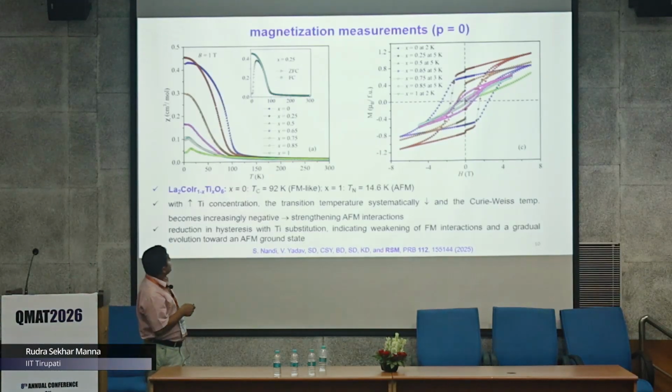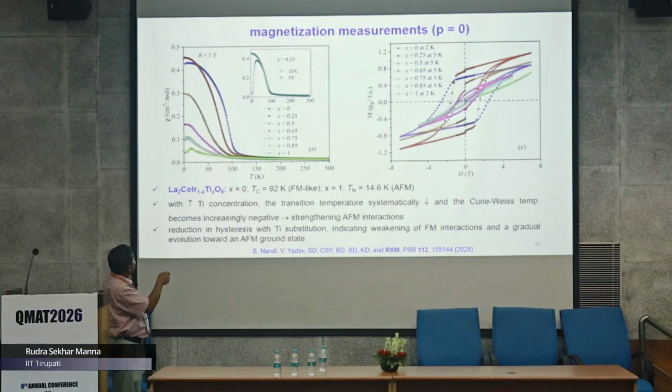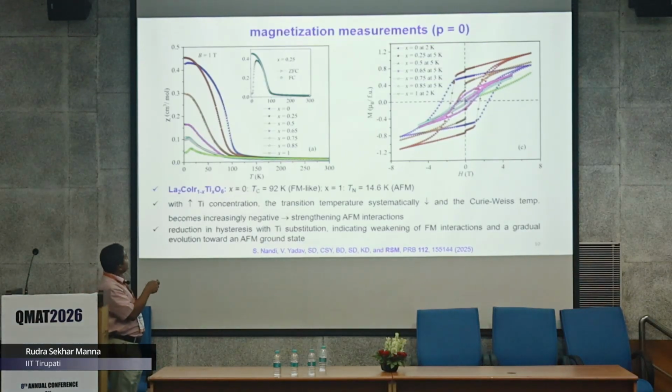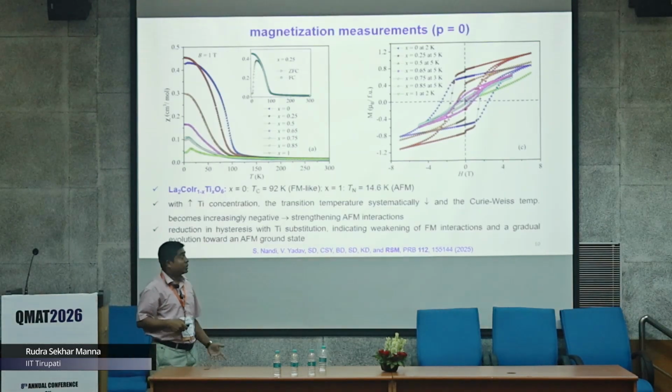And the magnetization, what we did: if you just look at the blue curve here, this is at x equal to 0. This looks like a ferromagnet because the moment is almost zero, and then as soon as you arrive at the Tc, the critical temperature, you see the magnetic moment start to arise. That is also typical for a ferromagnet. Usually you see a bifurcation between the field-cooled and the ZFC curve.